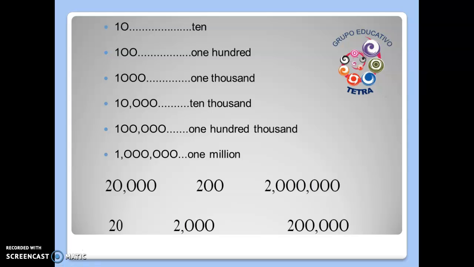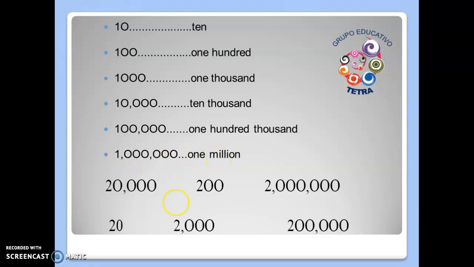Here we have the basic numbers, and we are going to check their pronunciation and how to write them. So we have here number 10, 100, 1000, 10,000, 100,000, and 1,000,000.